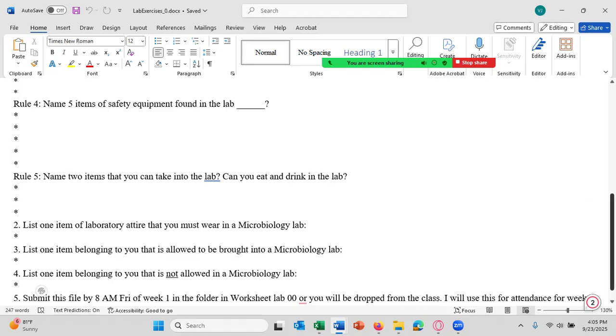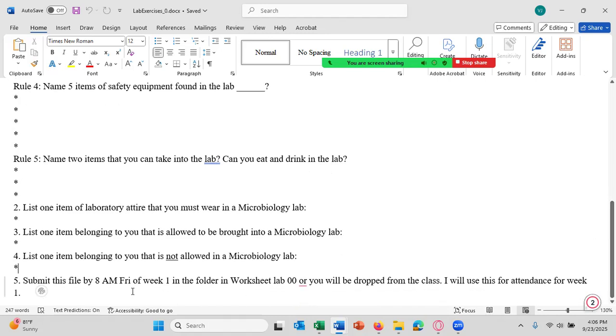And then 5, remind you, submit this by 5 a.m. Friday, week one in the lab 00 folder, or you will be dropped from the class. I will use this lab as well as lab 01 for taking attendance for this week. Any questions about the lab? All right, I will be here until 4:30 to help you answer any questions in the lab or answer any other questions.